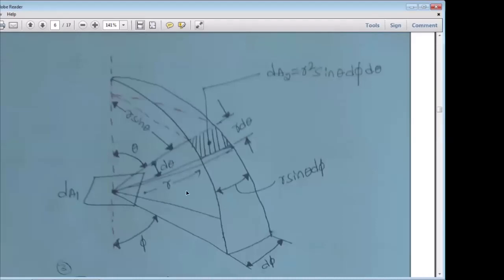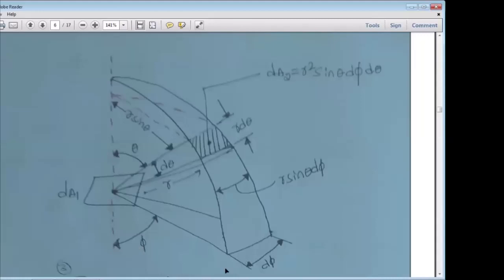So this R is the radius, and this is theta, which varies from 0 to pi by 2. 0 to pi by 2 means 90 degrees, remember, and phi is just an angle, so it varies from 0 to 360 degrees.